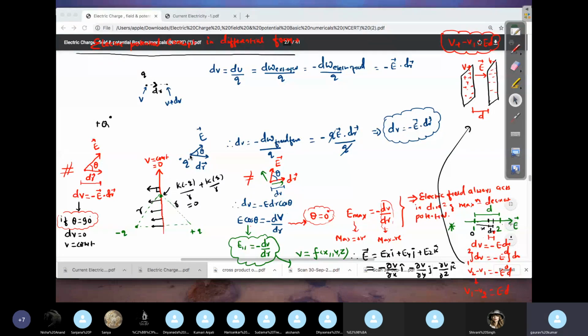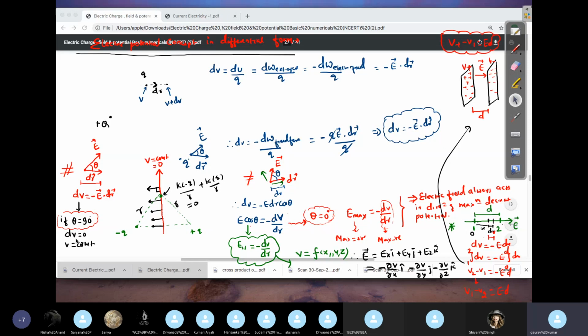If the charge is kept here, it will experience a force. What is the force? Q into E vector dot dr vector. This is a small work done by the electric force, and minus is there by definition, and then Q will cancel. Look at this relation. Now this relation is very, very important. You can always keep this diagram in mind. This is dr. So along this direction, this is the dV value.